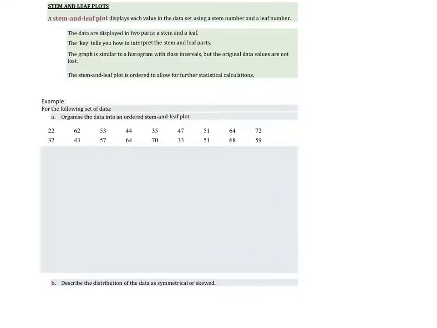Stem and leaf plots are something that we use quite widely, and that's where we divide each of our values up into a stem and a leaf. Okay, so they're the two parts of our value, and this is how we're going to do it for this example. Let's have a look. For the following data, organise the data into an ordered stem and leaf plot. It is important that we always have it ordered. Now, we will use our calculator to order this data from smallest to largest to help us out.